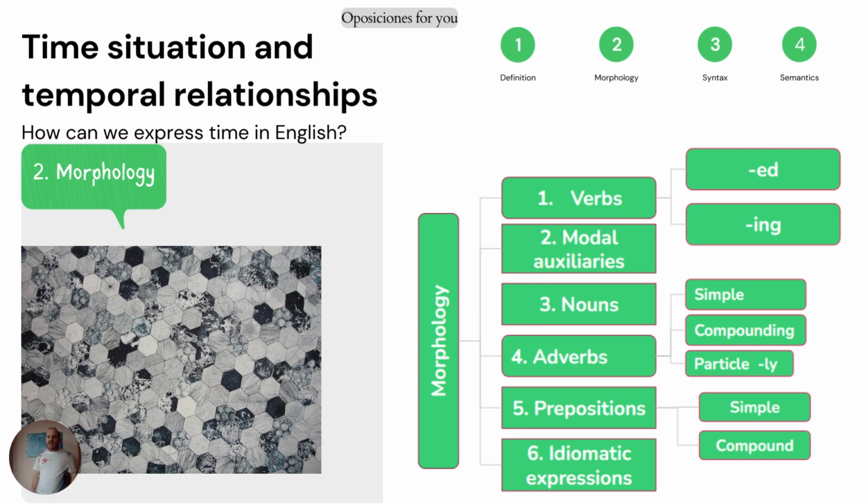Prepositions. Prepositions can convey information about time through the use of simple prepositions, such as before and after, or compound, like throughout. Idiomatic expressions or fixed phrases that have a figurative meaning can also convey information about time. For example, in the nick of time. It is important to take note that all these words and structures are used to indicate time and are not limited to a specific time. As you can see, morphology and word inflections play a crucial role in expressing time and frequency in language.